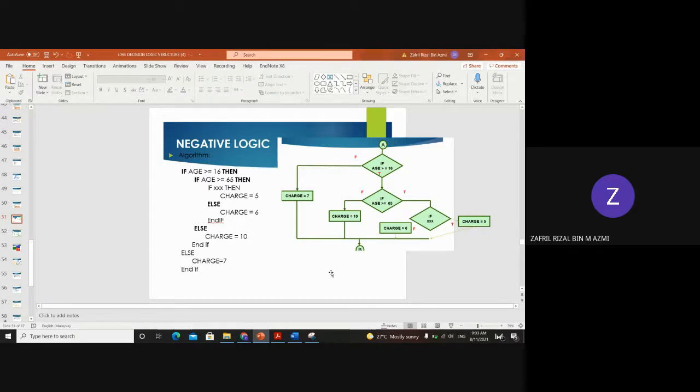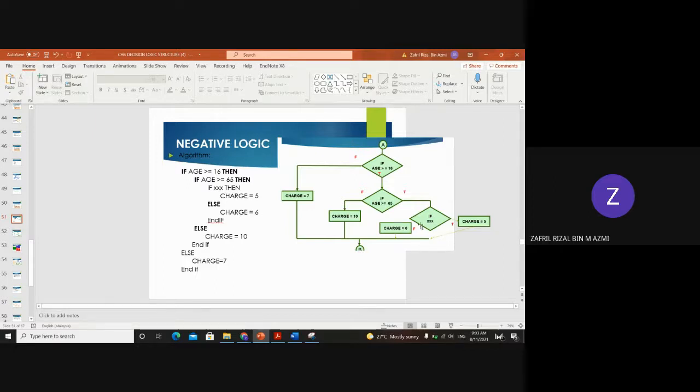Okay class? Okay. You see the flow. If this is true, it enters this one. If this is true, it enters this one. Okay, if this is true, it enters this one. If this is true, it enters this one. If this is true, it gives the charge. Okay, you see, if this is true, it gives the charge. If this is false, it gives the charge. False, give the charge.